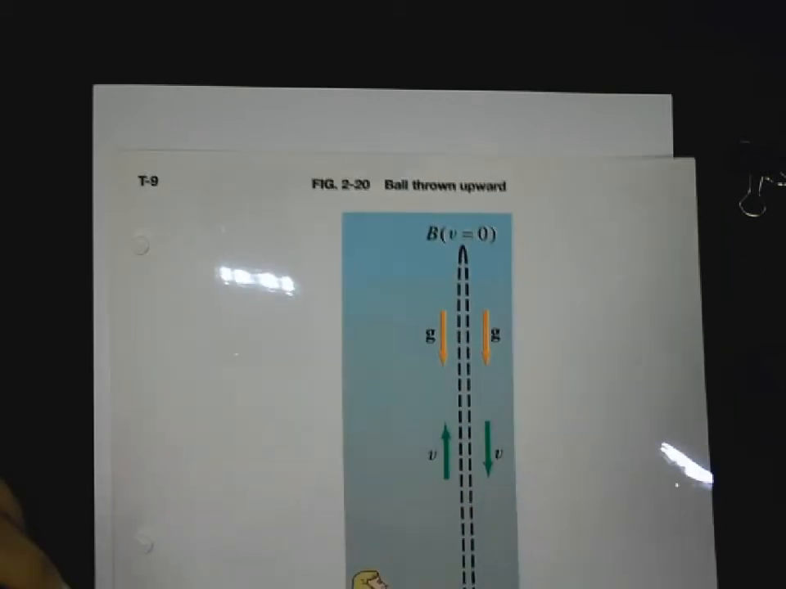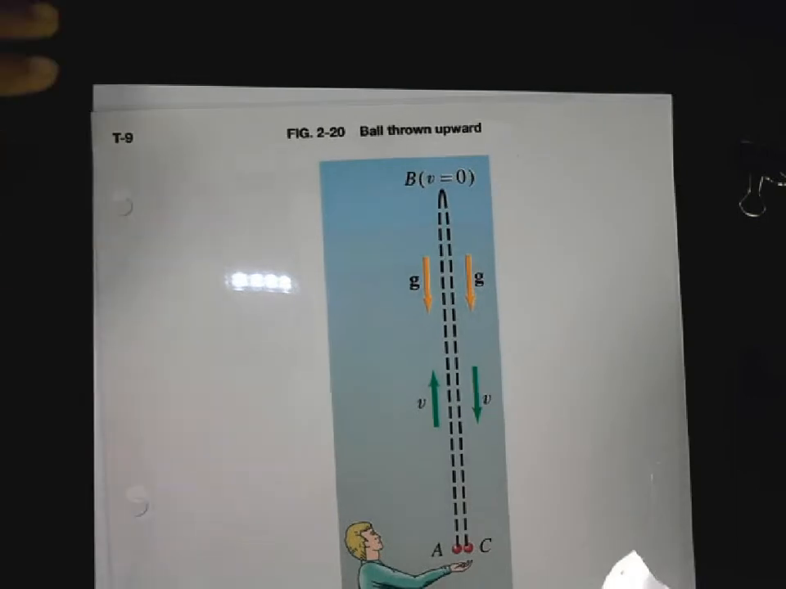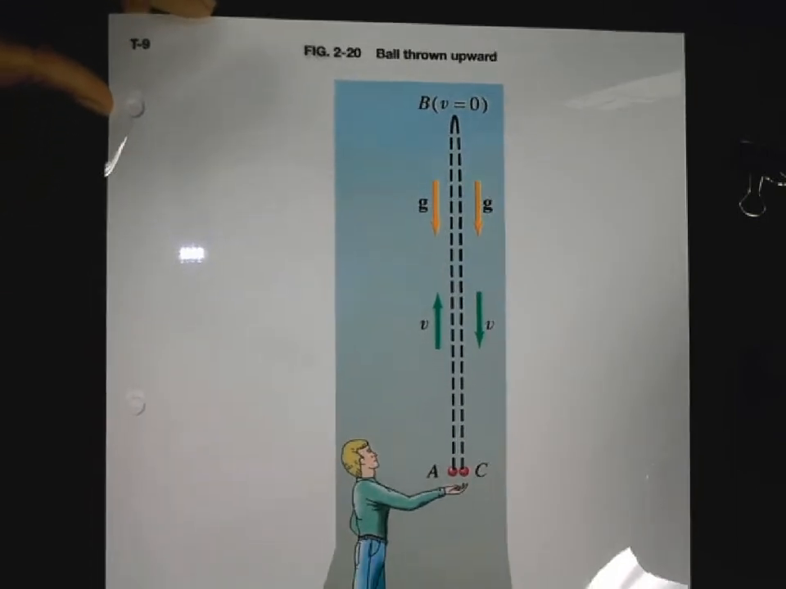Alright, we're continuing on with freefall. The last video we looked at an object just falling straight down a cliff. And now we're going to do something a little bit more complicated, and that is we're going to toss the ball up and then have it fall.